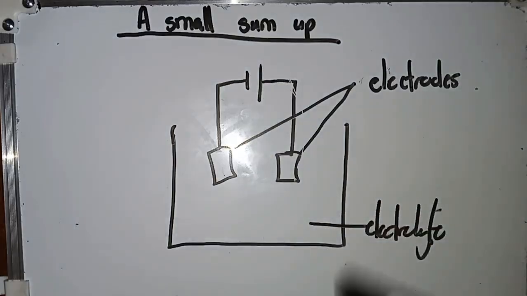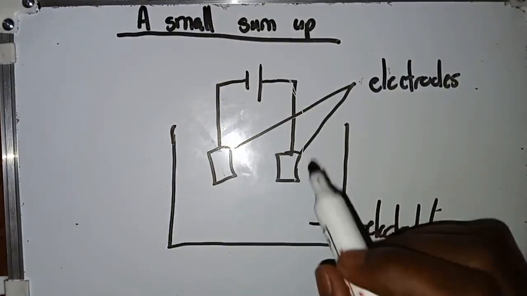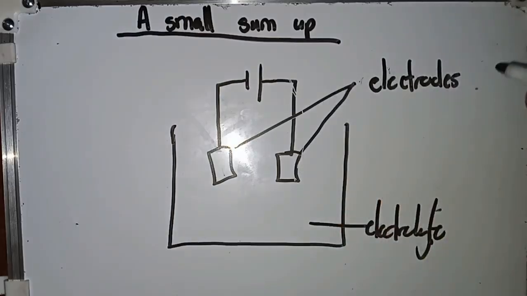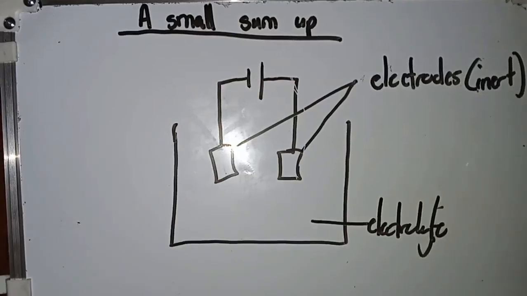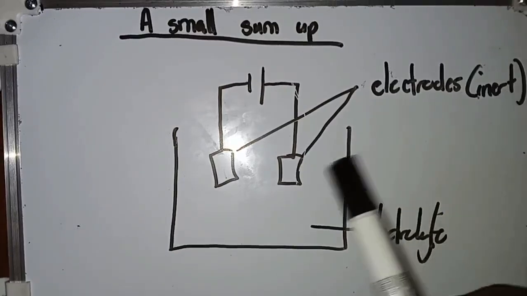So here we have these electrodes. They should be inert. What does inert mean? It means that these electrodes should not react; they should be non-reactive. They should not react.